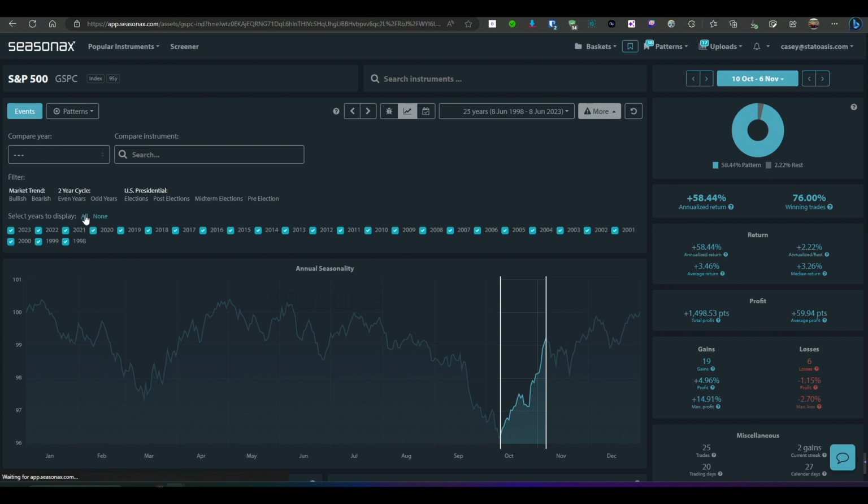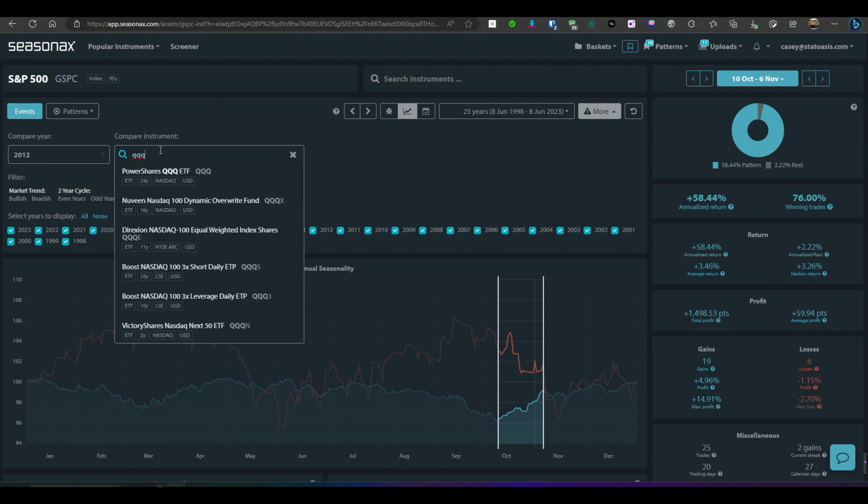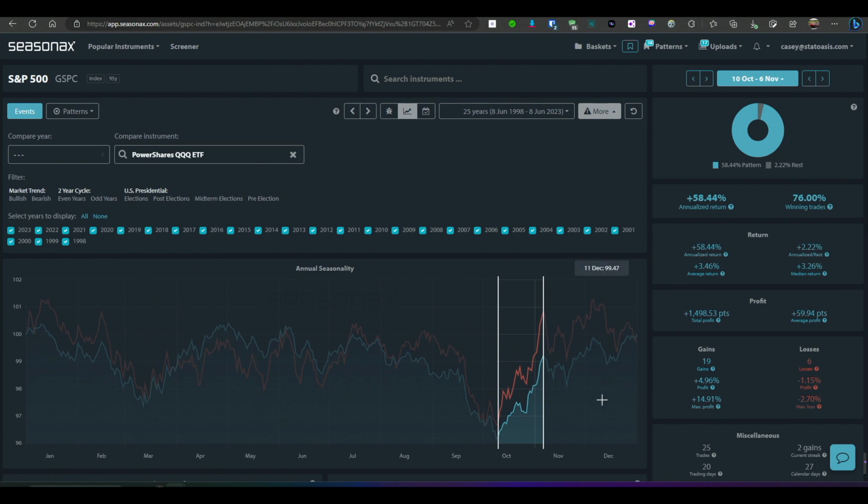So if I click all, I can exclude 2002 from the curve, and you can see it barely changed. But also I can compare it to any year. So for example, let me compare it to 2012, and now the orange line is 2012 and the blue line is the average. You can also compare it to another instrument. So for example, here I will add the triple Q, and the orange line now is the triple Q and the blue line is the S&P.